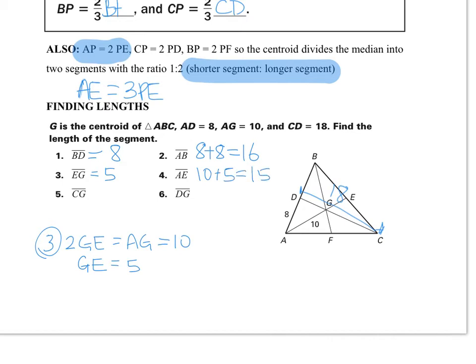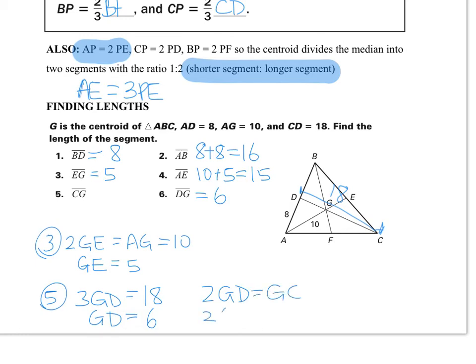Or you could take 3 times the smaller piece, which is 3 times 5. CG, well, CG is actually the longer length. You could say that 3 times GD equals 18. So GD, which is number 6 up there, is 6. And then 2 times GD equals GC, or 2 times 6 equals 12.